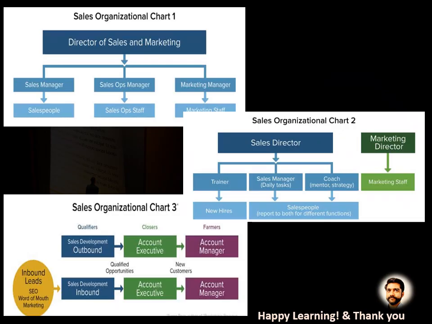So this was the summary of the different types of charts of the sales organization. In this lecture tutorial, we talked about the basic concepts of sales. We also discussed the comparison of sales and marketing.